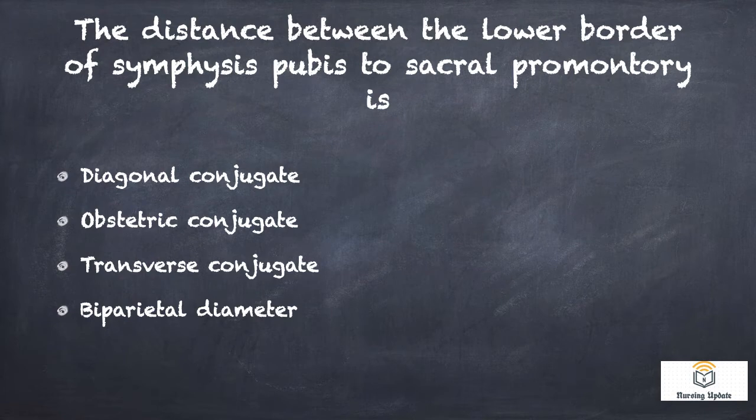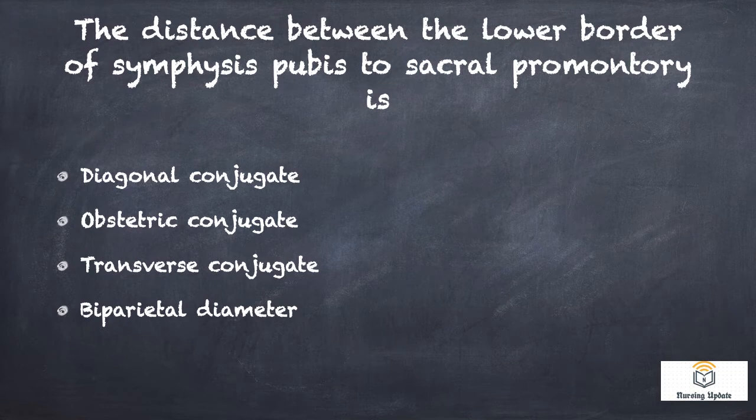In obstetrics there are some measurements like biparietal diameter, bitemporal diameter, diagonal conjugate, obstetric conjugate, like that. So you should know what biparietal means, what bitemporal diameter is, what obstetric conjugate is, what diagonal conjugate is, and you should know the measurement values. You should know how much is diagonal conjugate, how much is obstetric conjugate, how much is biparietal diameter. Biparietal diameter is one of the most frequent MCQs, and this MCQ also came.